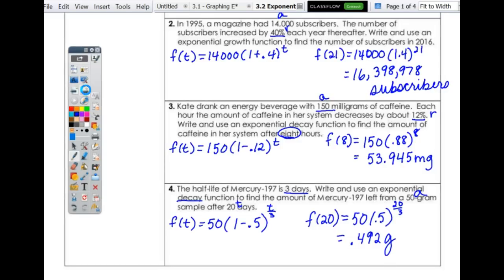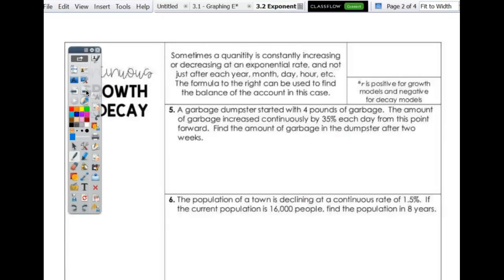Sometimes a quantity is constantly increasing or decreasing at an exponential rate, and not just after each year, month, day, or hour. The formula to the right can be used to find the balance of the account in this case. So this is when it's continuous growth or decay. Continuous growth or decay is A equals P e to the rt. R is positive for growth, and R is negative for decay.